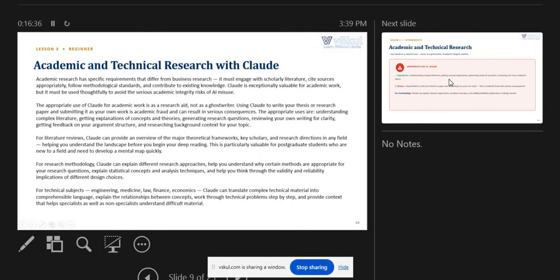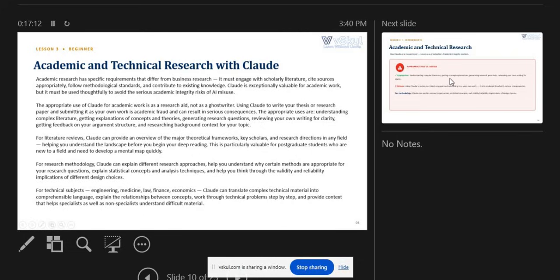For technical subjects, engineering, for example, medicine, law, finance, economics, Claude can translate complex technical materials into comprehensible language, explain the relationship between concepts, work through technical problems step by step, and provide context that helps specialists as well as non-specialists understand difficult materials, right? So this and many more are out there for us to use Claude for, right?